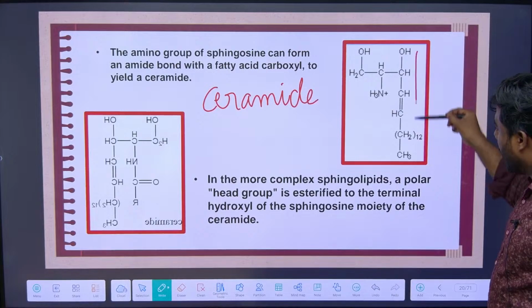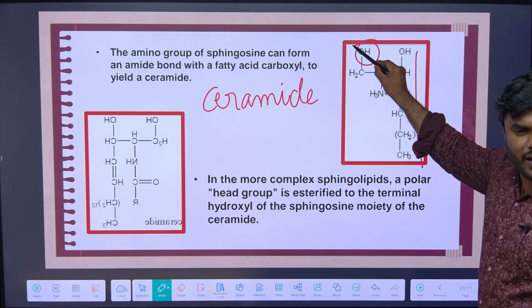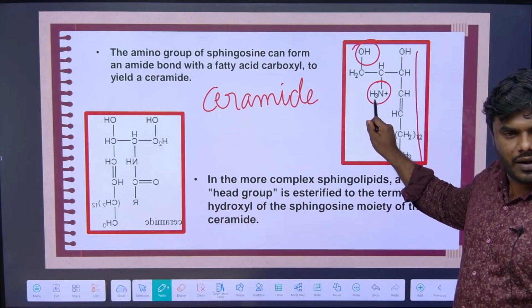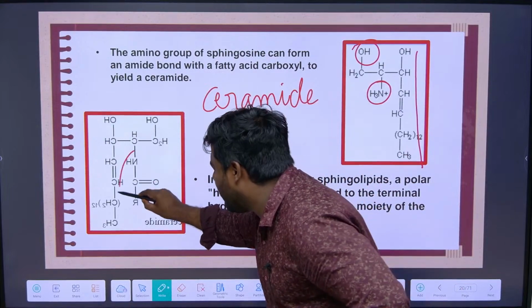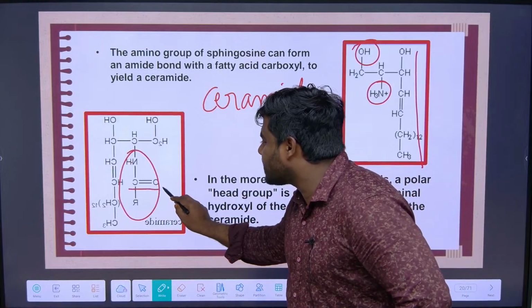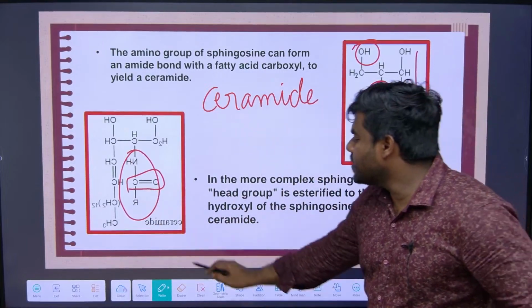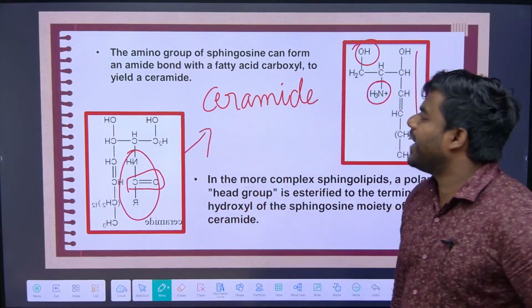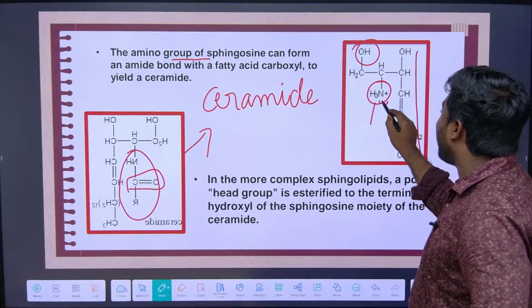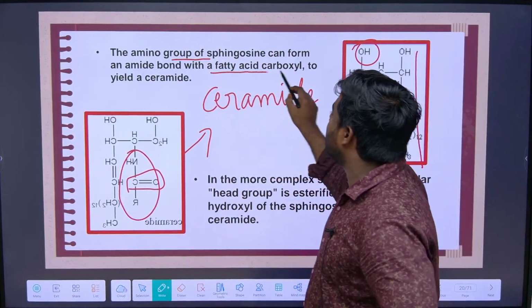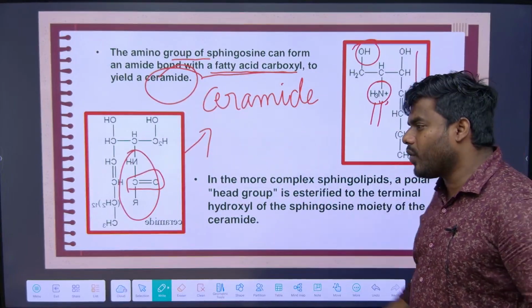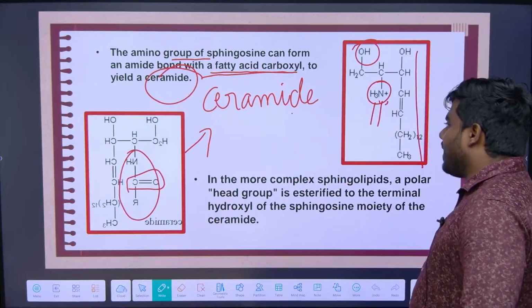What is sphingosine? A long hydrocarbon tail, and a polar domain with an amino group. If the amino group of the sphingosine forms an amide bond with the carboxyl group of the fatty acid, that is exactly what we call ceramide. Very simple. This is the amino group. If it forms an amide bond with the carboxyl group of the fatty acid, that structure is called ceramide. That is very important. I want you to remember especially ceramide and how it is formed.